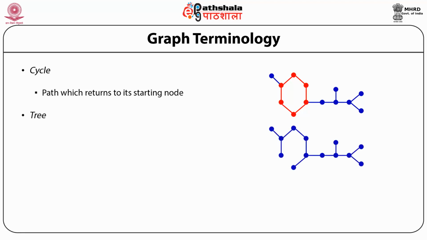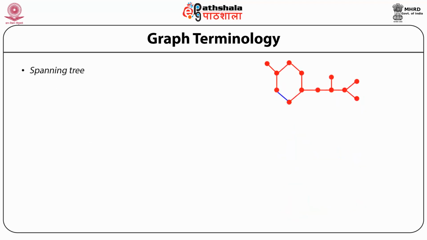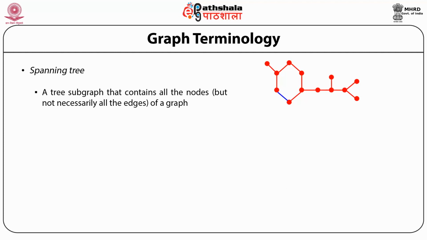Tree: there can be a tree which has no cycles at all, and you can see the open path without a cycle is called a tree. There are subgraphs. What is a subgraph? It contains a subset of nodes and connected edges. Hence, you can depict them. There is something called a spanning tree. A spanning tree is a subgraph that contains all the nodes, but not necessarily all the edges. Many a time a spanning tree is used for isomorphism calculations of two graphs.